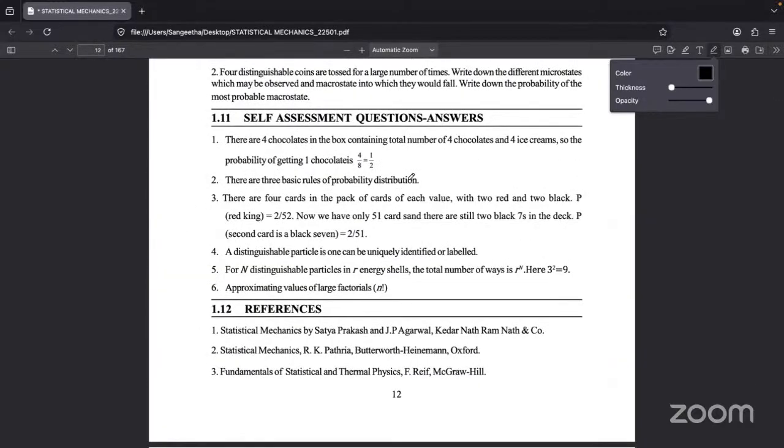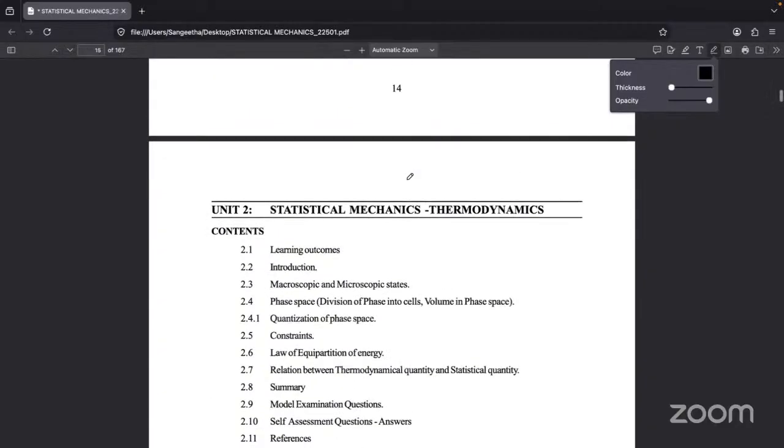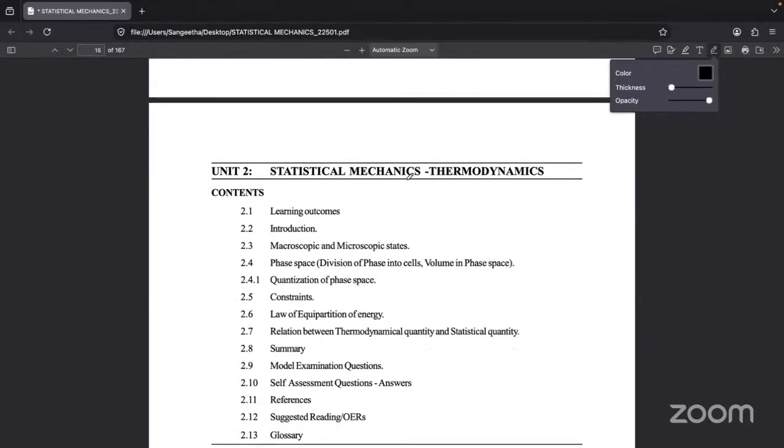We have 4 classes online. We will cover them from 4 blocks. Today block 1 is complete, the first 2 units. In the next class, block 2, the first 2 units also. We will try to cover the 4 blocks. Next we will see statistical mechanics and thermodynamics.